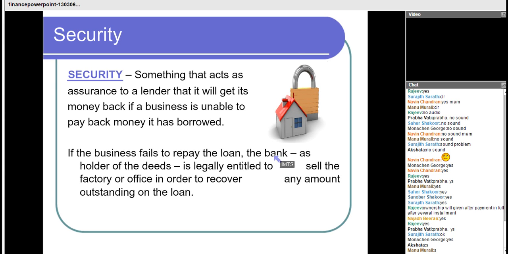So what can the bank do? It is legally entitled to sell the factory or the office in order to recover the amount. The bank will keep your papers as a security.